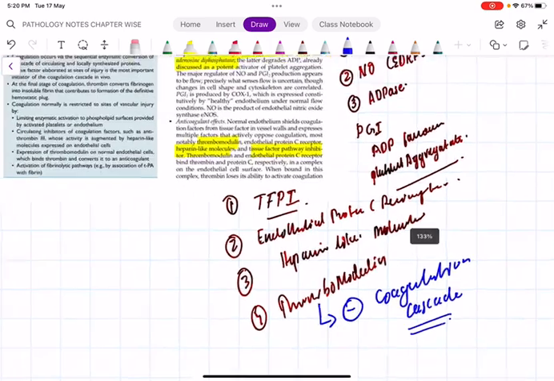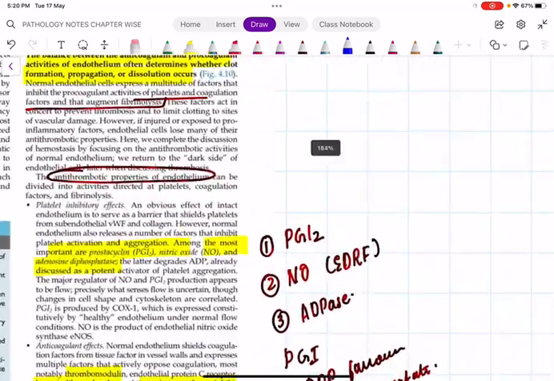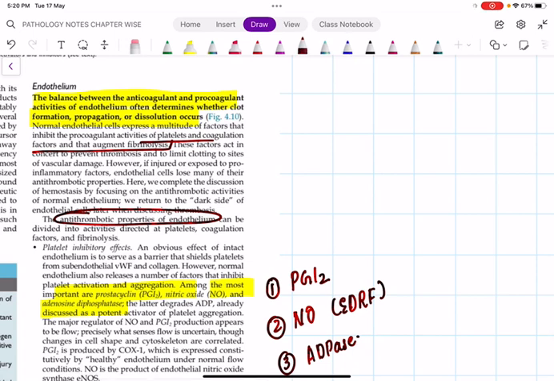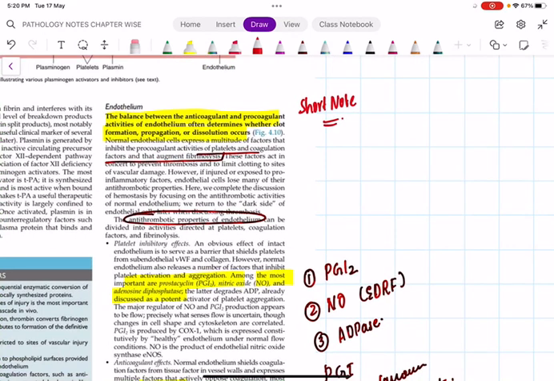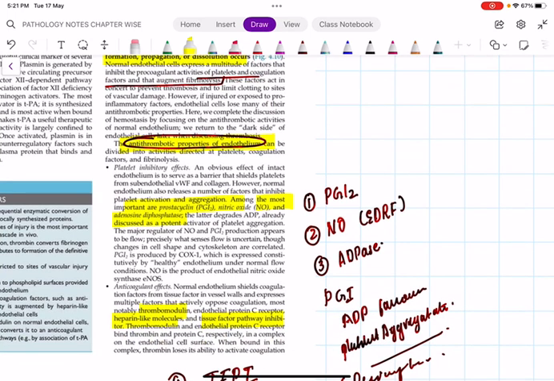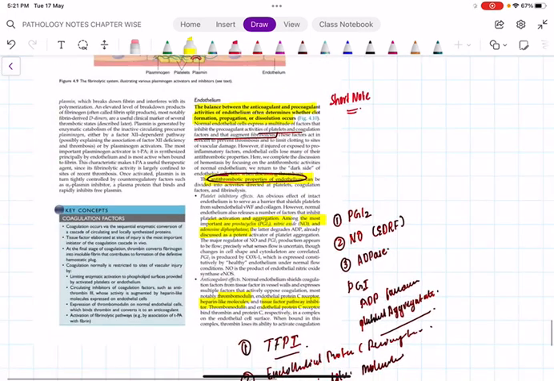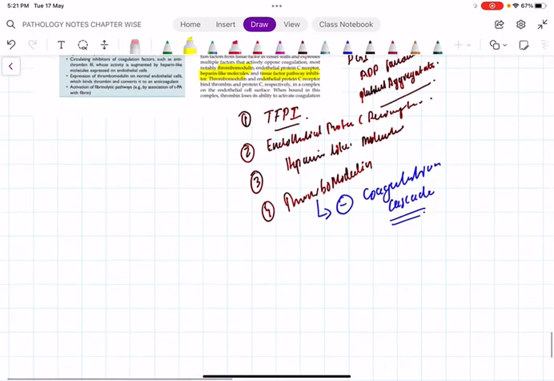So these are the normal ways in which the endothelium prevents clotting. This is a short note question for you. I am writing it here. How does the normal endothelium prevent thrombosis, or what are the antithrombotic properties of endothelium? Straight away short note question. You are going to write the platelet inhibitory effect and the anticoagulant effect. So I think with this I am going to finish this session.